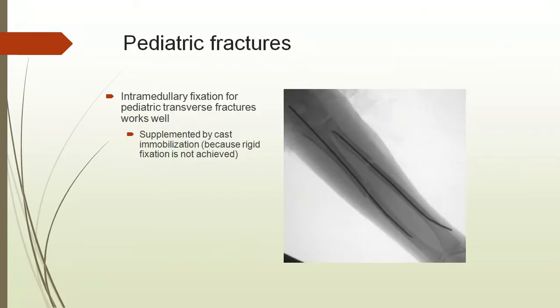Pediatric fractures: in children, we can treat with an intramedullary nail. This is an example of an intramedullary nail. Nowadays, in pediatric fractures, if we go for surgery, we will treat with intramedullary elastic nails. Elastic nails are one improvement in forearm fractures. Followed by a cast, over that we put a cast also.